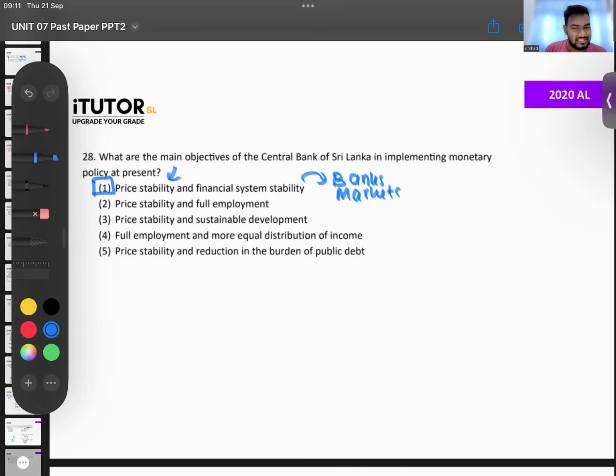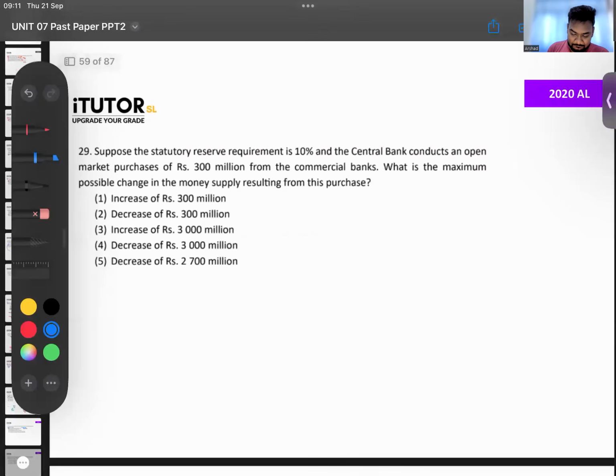So to make sure that it doesn't happen and the financial system is stable, that is what we call financial system stability. In terms of any external shocks that come, the financial system still functions properly. Okay, that's 28. Then 29.